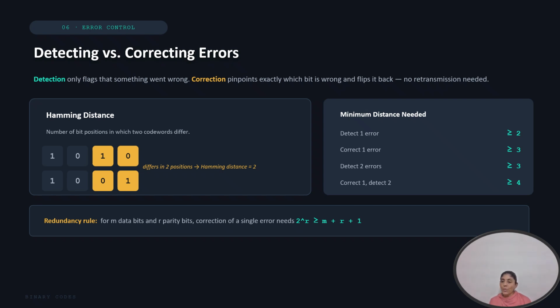So t is equal to 1. So what is t plus 1? 1 plus 1, the value is equal to 2. So what is the value to detect one error? Greater than or equal to 2. How to correct the error, or what is the equation to correct the error? Stop the video. Please write down this equation. It is 2t plus 1. What is t here? 1. So 2 into 1, 2. So 2 plus 1, it is 3. So to correct the error, greater than or equal to 3.